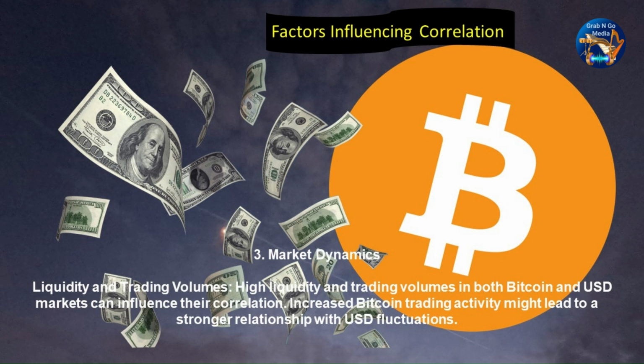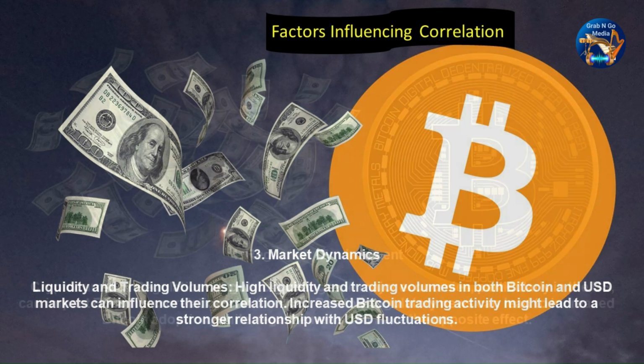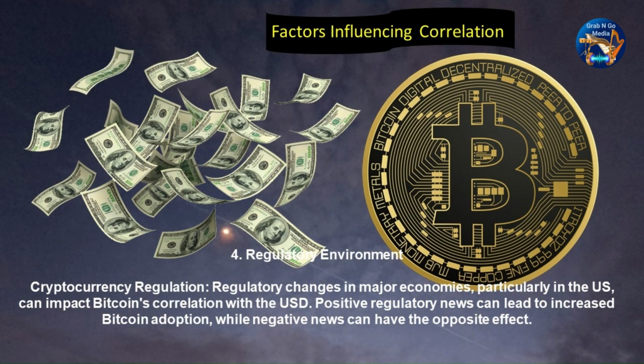3. Market dynamics. Liquidity and trading volumes. High liquidity and trading volumes in both Bitcoin and USD markets can influence their correlation. Increased Bitcoin trading activity might lead to a stronger relationship with USD fluctuations. 4. Regulatory environment. Cryptocurrency regulation. Regulatory changes in major economies, particularly in the US, can impact Bitcoin's correlation with the USD. Positive regulatory news can lead to increased Bitcoin adoption, while negative news can have the opposite effect.